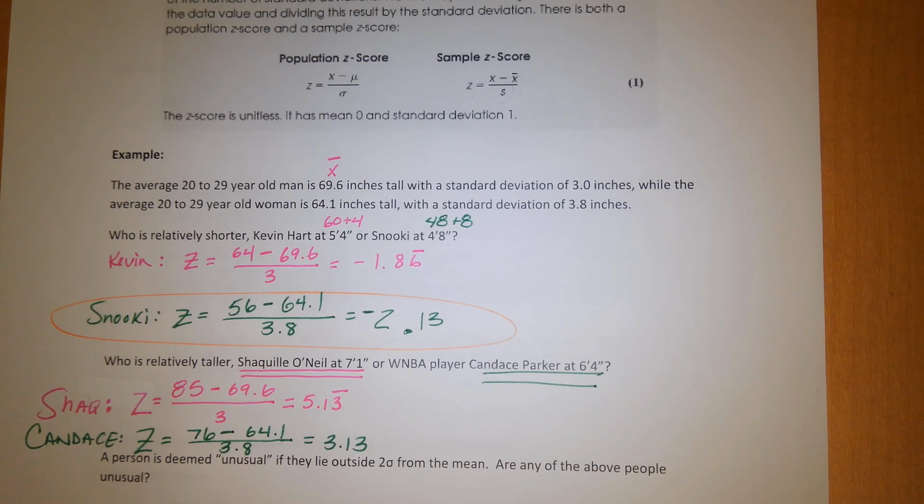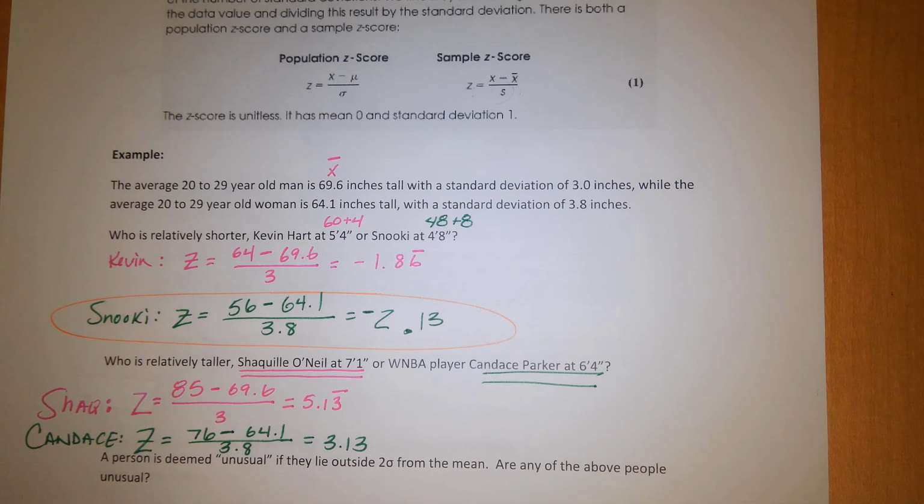Alright, so I went ahead and did the work. I found that Shaq has a z-score of 5.13 repeating. I took his height, which is 7 foot 1 inch, minus the mean, divided by the standard deviation, and found that he has a z-score of 5.13. That is very far outside of the mean. Candace Parker, who is also a WNBA player, has a height of 6'4", which is very tall for a woman. She's 76 inches tall, which gives her a z-score of 3.13.